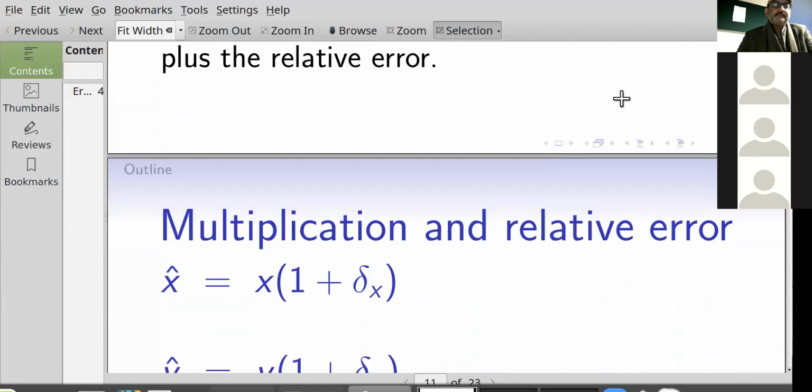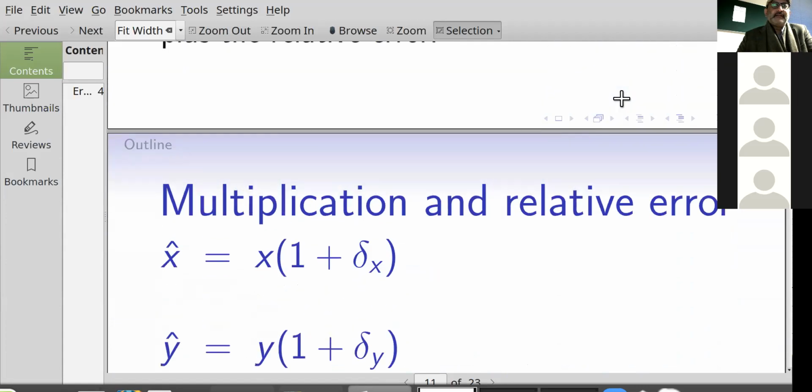All right. So now let's see how that plays into multiplication. I have x hat equal to x times 1 plus delta x, and y hat equal to y times 1 plus delta y. Now, if I multiply these two values, how is the relative error related to the individual relative errors on x and y?